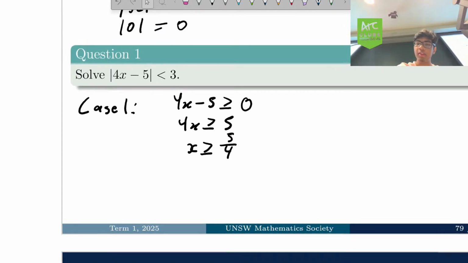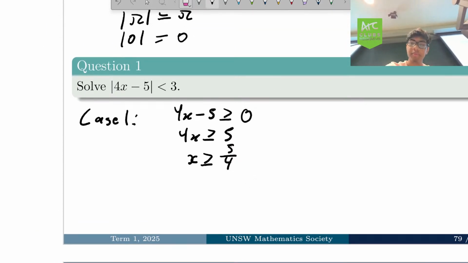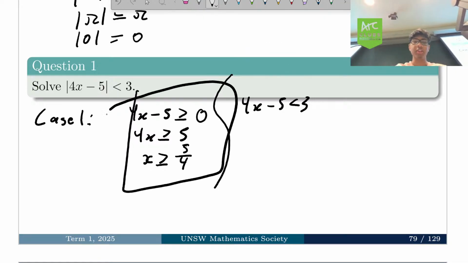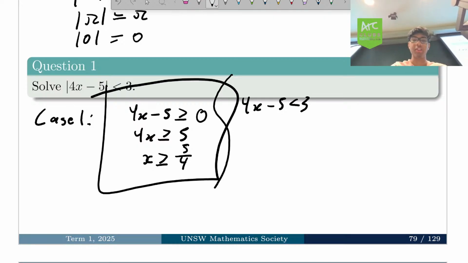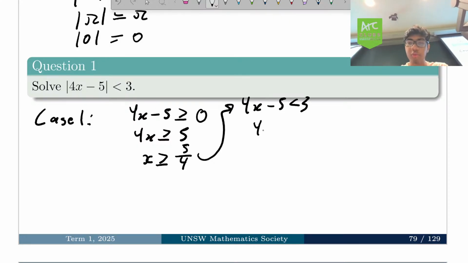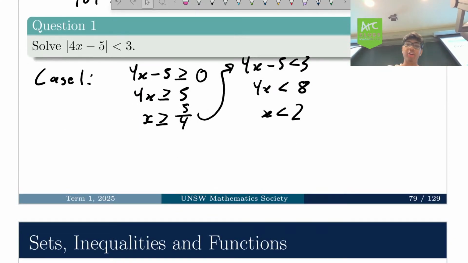Okay, that's fine. And then what else do I know? Well, now I can try and solve this. So let's say 4x minus 5 is less than 3. Now I've finally done it, let's just get rid of these absolute value signs. I'm only considering this case, and I know that in this case this inside bit is positive. So I know that 4x is less than 8, and x is less than 2. So for this case, I know that my values for x, where this is satisfied, is 5/4 as my lower bound, all the way up to 2.